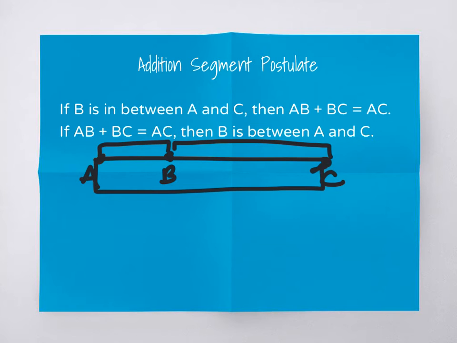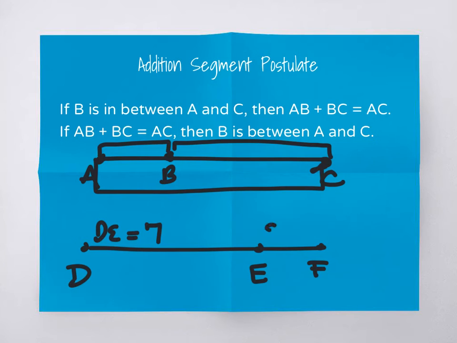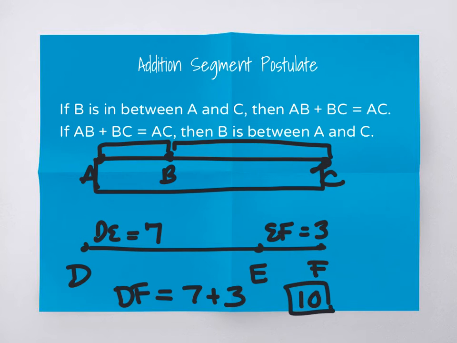And so an example of that would be, you have line segment D, F, and let's say you have E right in the middle there. Let's say this line segment is 7, so DE equals 7, and let's say EF equals 3. Then we conclude that DF is equal to 7 plus 3, which is 10. So that's a very basic example of the segment addition postulate, and we're going to be using that quite often.